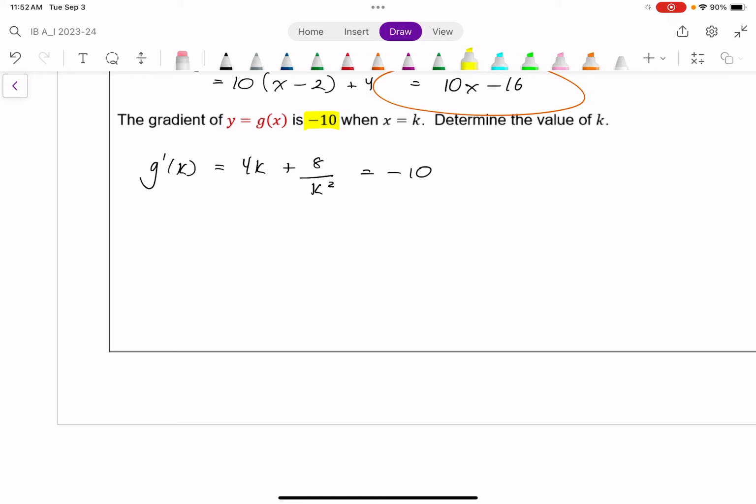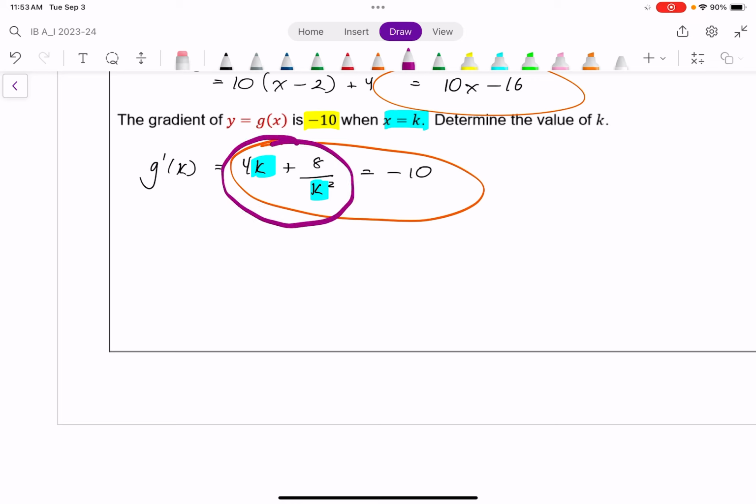And so now, if I'm trying to figure out where this value of k is, I just need to solve this equation here, which I can do many different ways. We could try to come up with an algebraic method. However, quite often that is more work than it needs to be. So I would personally just solve this by graphing. Graph 4x plus 8 over x squared, graph negative 10, and see where they intersect. Or in some other way, it's really up to you.